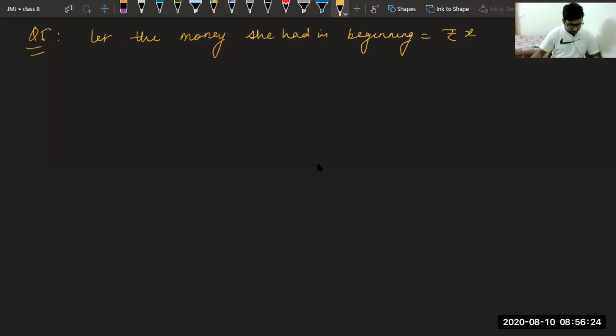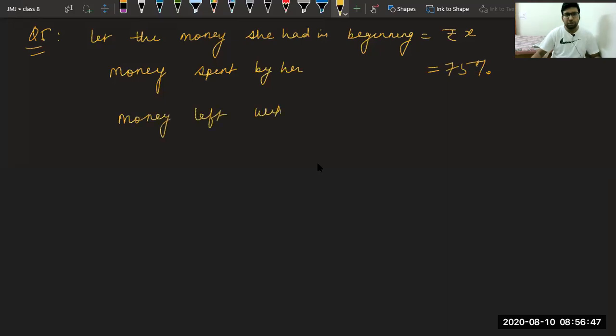Now they are saying 75% is spent. Money spent by her is 75%. And money left with her is equal to rupees 600.